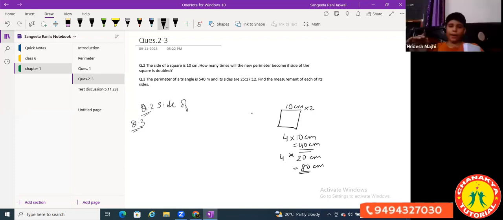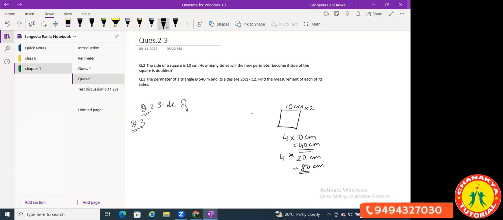Side of square is 10 centimeters. Okay, please listen now. The presentation of the work also matters. These are statement sums. Statement sums should always be written with the statement in the solution. Until you write the statement, you will not get the full marks. Okay?